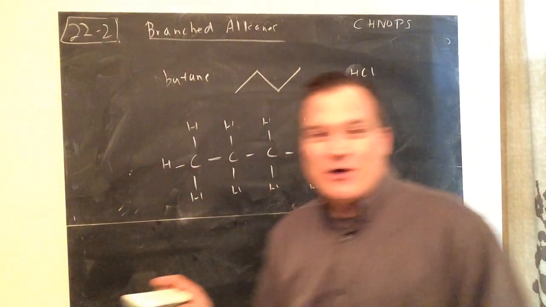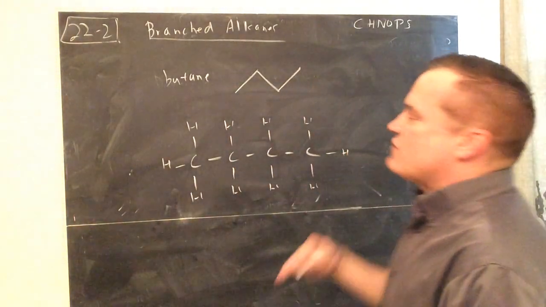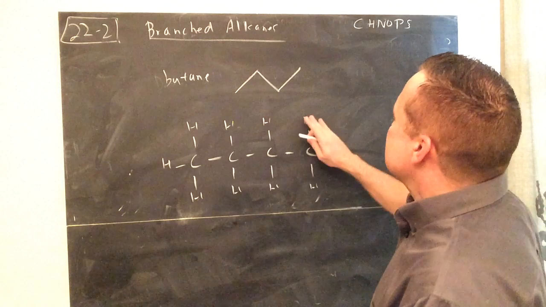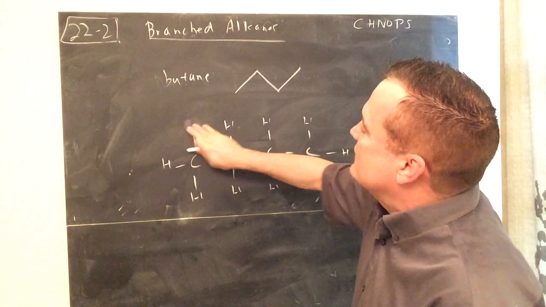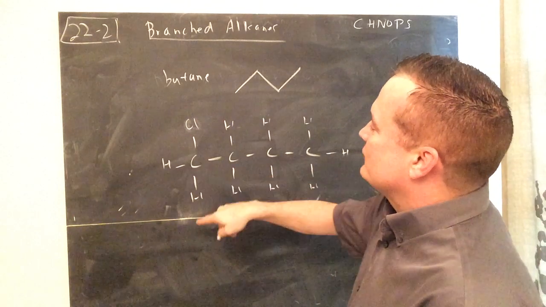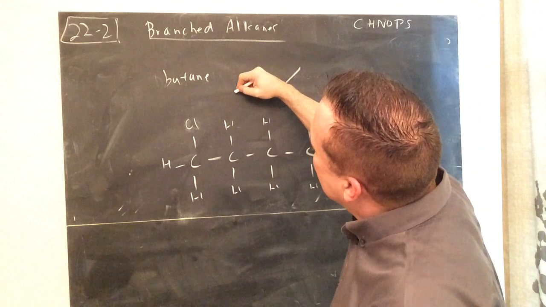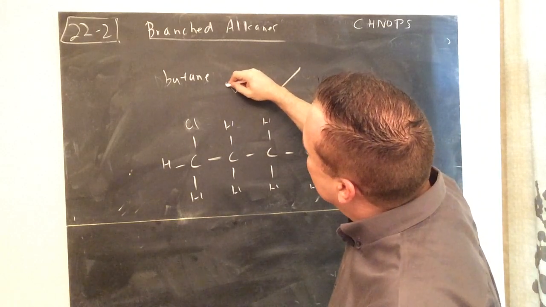I told you I wasn't really going to go over reactions much. I might say a little something about those later. But let's just throw a chlorine in there somewhere. Let's say I put chlorine right here, on the very first carbon, instead of a hydrogen. So how would I draw that? In my stick diagram, I'll just draw a little line with a Cl at the end of it.